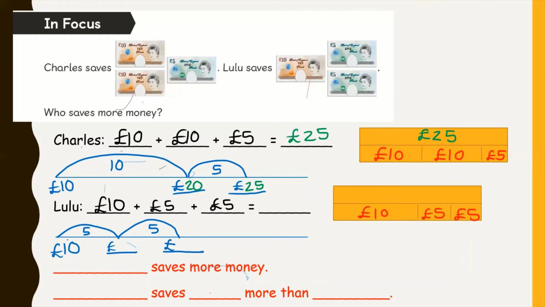Lulu started with 10, we're adding 5, so we're just going up in 5s for Lulu. How easy? 10, 15, 20. Well done for counting in fives with me.